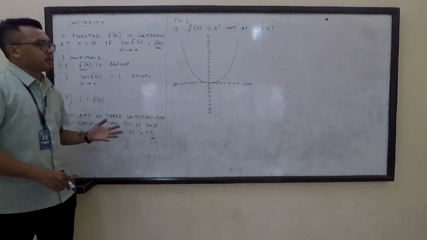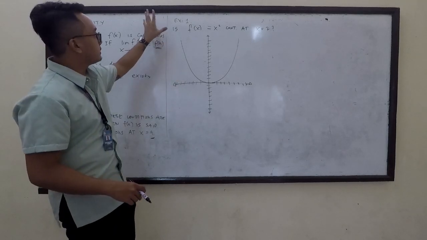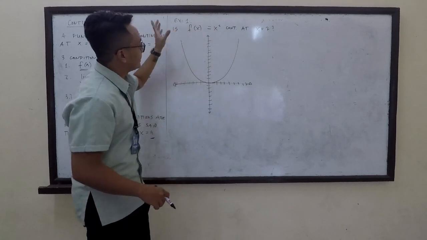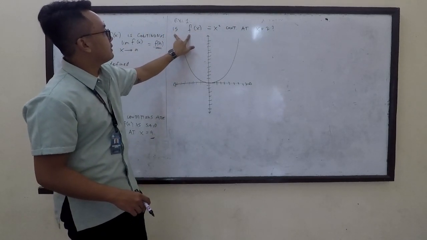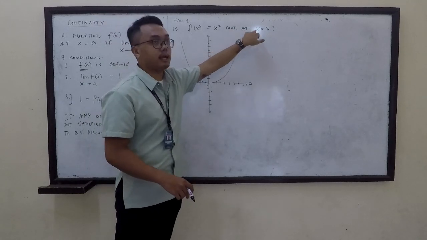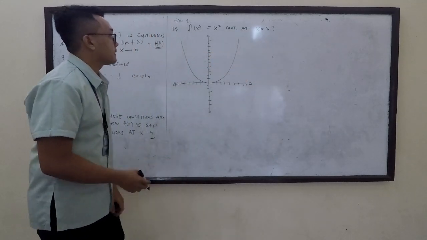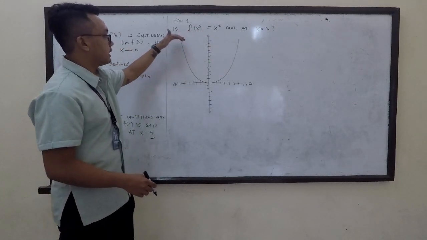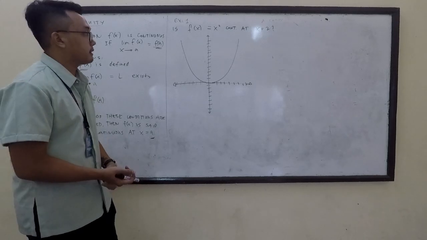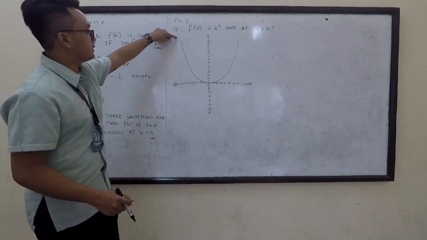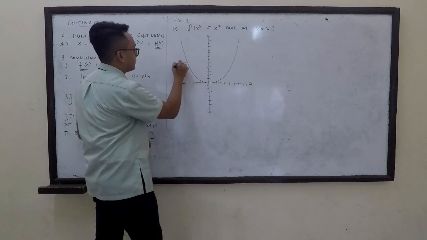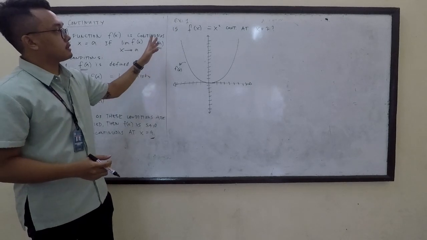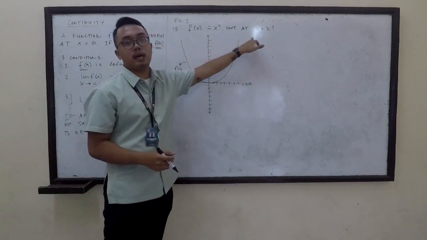Okay, so continuity is easy to understand when there are no breaks in the line. For example, example number 1: if f of x is equal to x squared, is f of x continuous at x equals 2? Our function is x squared, so when graphed it is a parabola. So this is the function. And our question is whether the function is continuous at x equals 2.